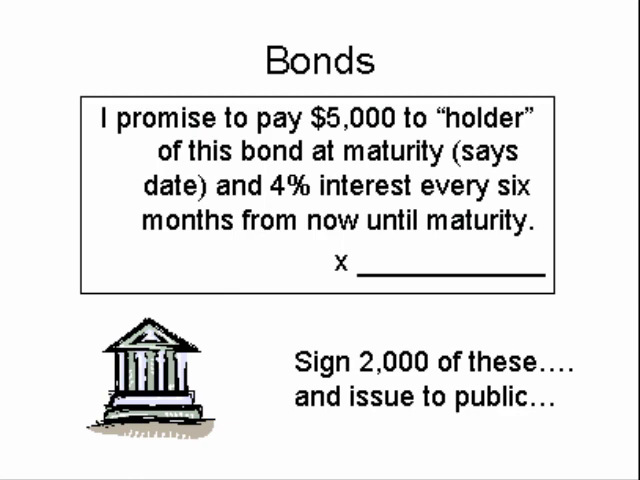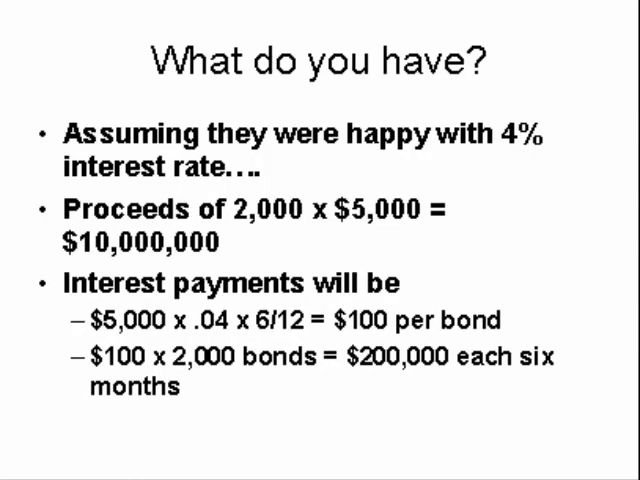So if you're going to sign 2,000 of these and issue to the public, what are you going to get? Well, assuming that they like your 4%, they would give you $5,000 for each of those. So you get $10 million that you'd have to repay at the end of the loan. And then each bondholder would get a check for $100 every 6 months during the whole life of the loan.